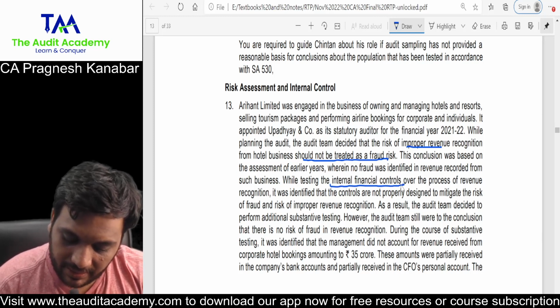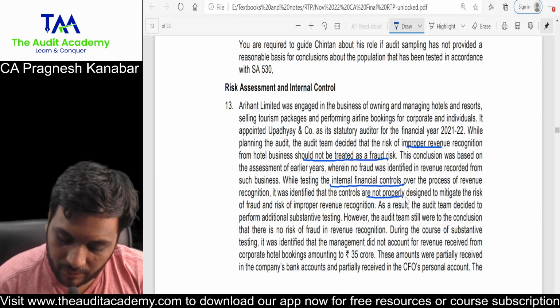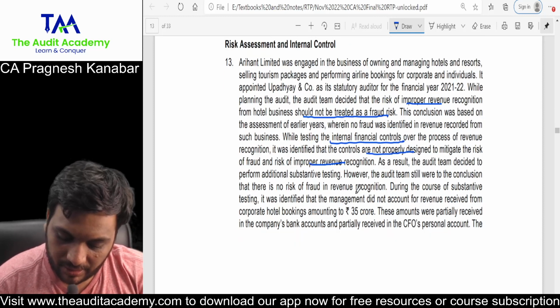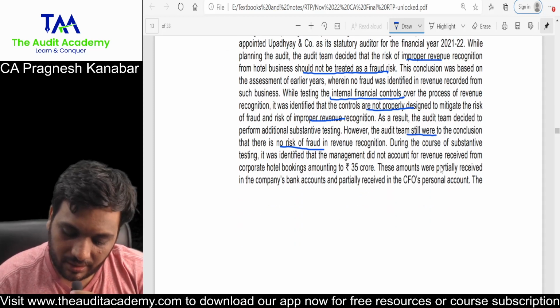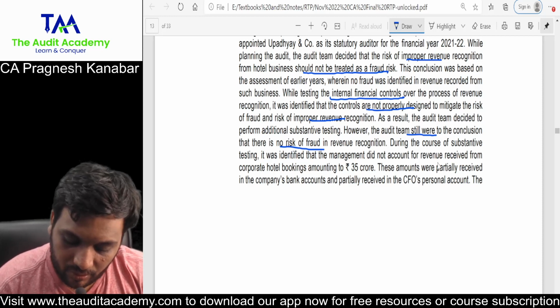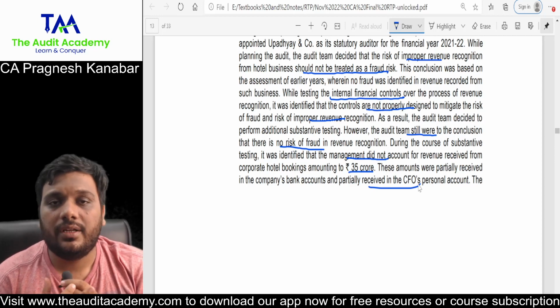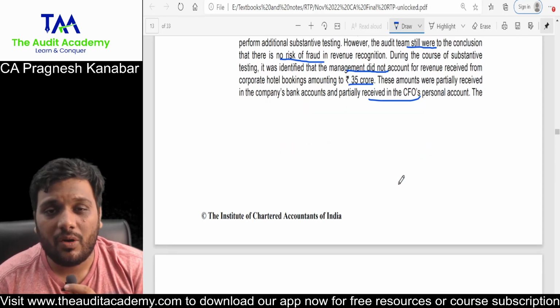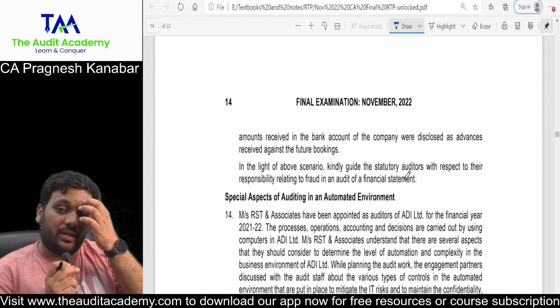But then when they were testing internal financial controls, they came across a few points that the controls were not properly designed for revenue recognition. All right. Audit team still thought that there is no risk of fraud in revenue recognition. Then they came to know that management has not accounted revenue. Some revenue was received partially in the CFO's personal account and so on. So finally, they've understood that there is a risk of fraud or improper revenue recognition over here.